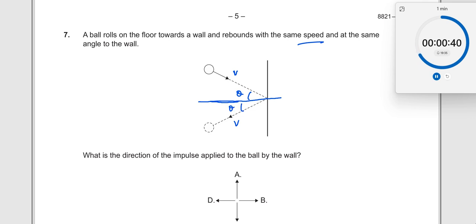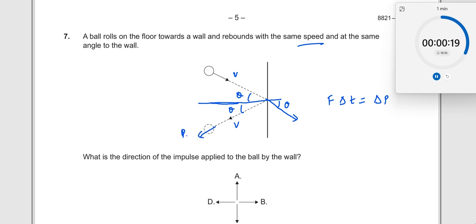What is the direction of the impulse? What is the impulse? Impulse is nothing but F delta t, which is nothing but change in momentum. We need to find out the momentum basically and take the difference. The momentum of this ball is in this direction, right? So this will be my angle theta. The momentum of the reflected ball will be in this way, like this over here. This will be your momentum of the reflected ball.